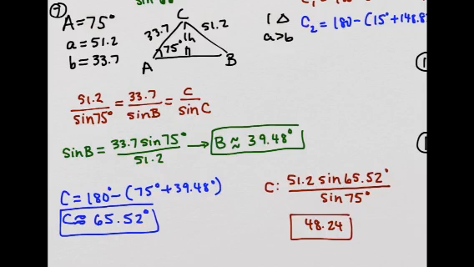And so finally you look for side C. Again, using the law of sines, I'm going to use this ratio and this ratio, so you cross multiply, and this is the setup.